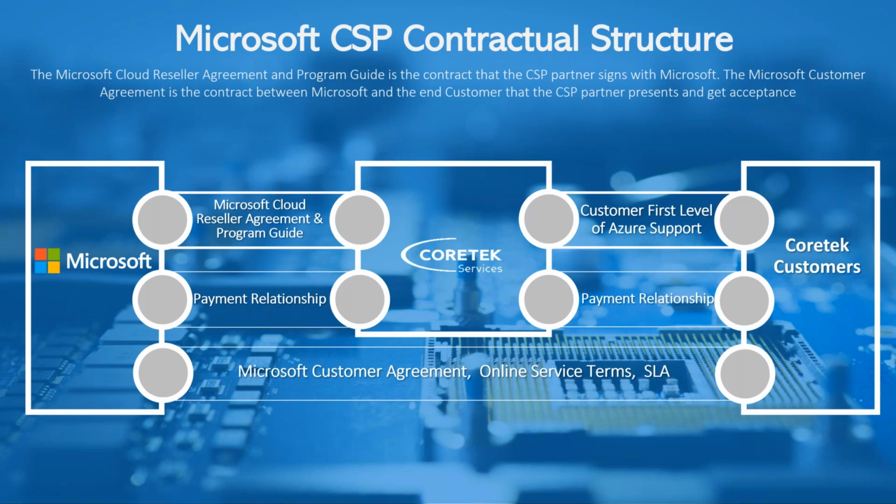And then you have a relationship with a CSP, in this case CoreTech Services here in the middle, where we would have some sort of agreement saying this is what our SLAs are going to be for providing support, and this is what our terms are going to be payment-wise. We handle that on the front end with you for all your billing and subscription support. And then on the back end, CoreTech works with Microsoft to handle the bills that they send us. So that's how that relationship works.